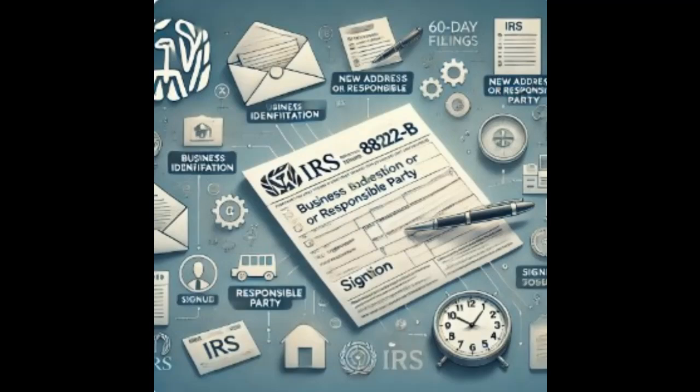Why the 8822B process is important. Compliance. Keeping the IRS informed ensures compliance with federal regulations. Avoiding penalties. Failure to notify the IRS of changes may result in penalties, especially in cases involving the responsible party. Accurate communication. Ensures that critical IRS notices, such as tax payment reminders or audit communications, are sent to the correct address or party.